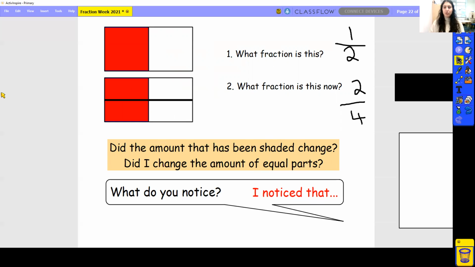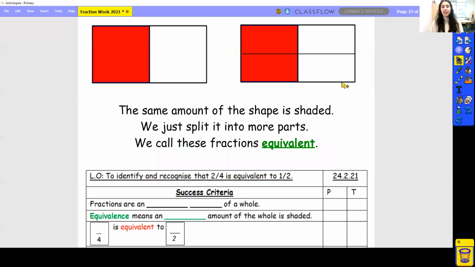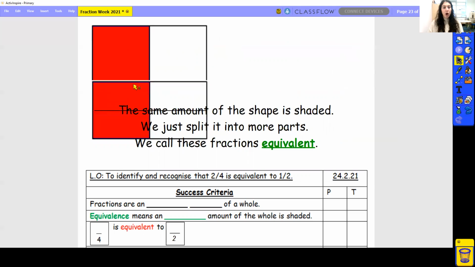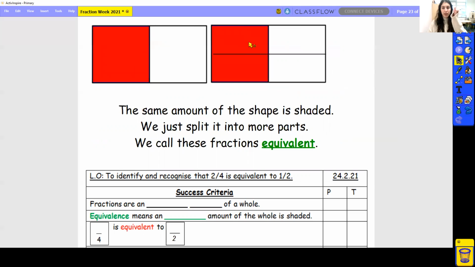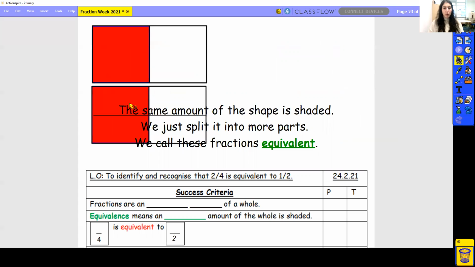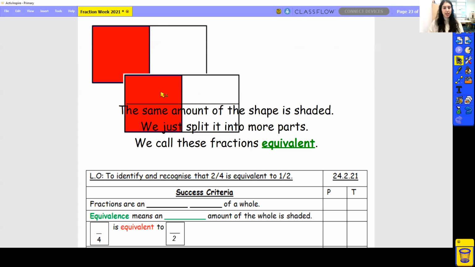Great, hopefully you've got some ideas then. But what I'd like to do is just draw out this idea of equivalence. So what actually happened was the size of the red, whoopsie daisy, if I show you here, the whole is the same size. Yep, they're the same length and they're the same width. So the whole is the same size.